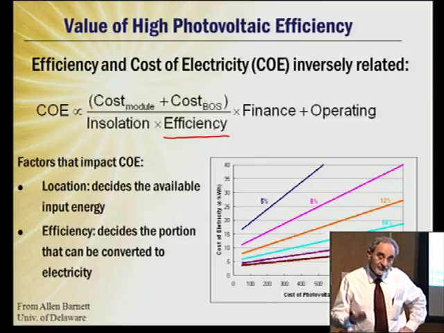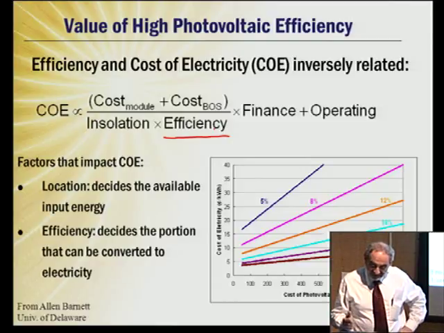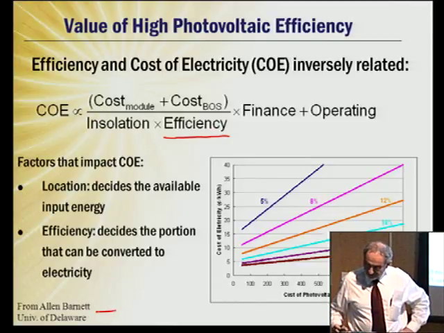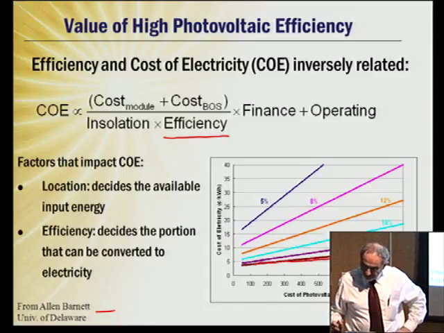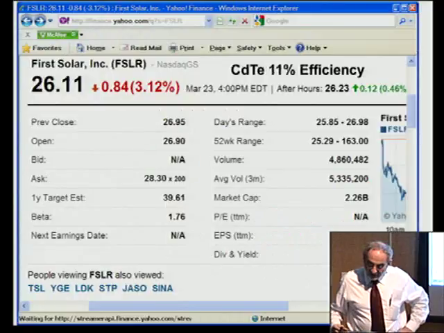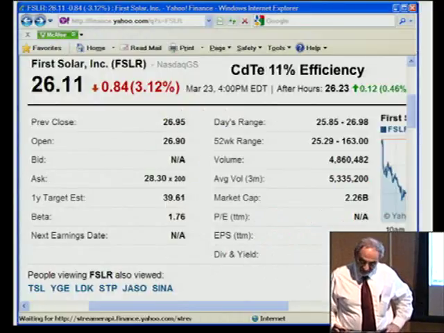If you increase the efficiency, the cost will come down. And I don't think that's terribly controversial. I got this slide from Professor Barnett from the University of Delaware. And he shows the 40% efficient solar panels would be the least expensive. However, it's a very controversial point.